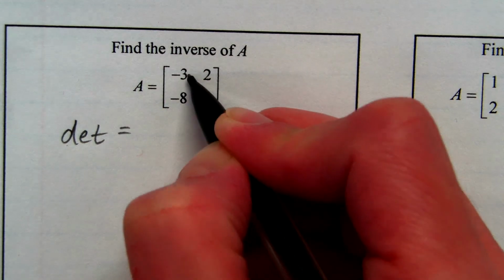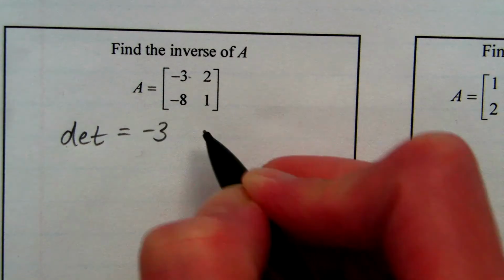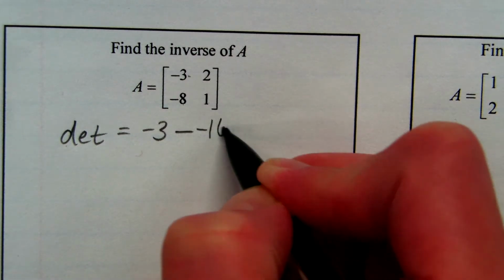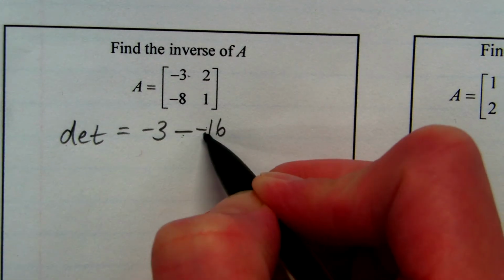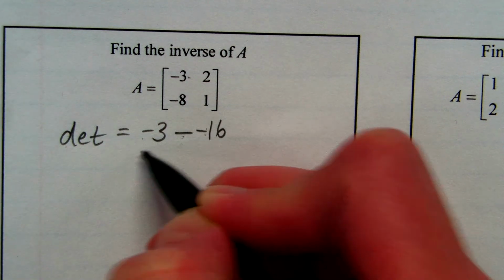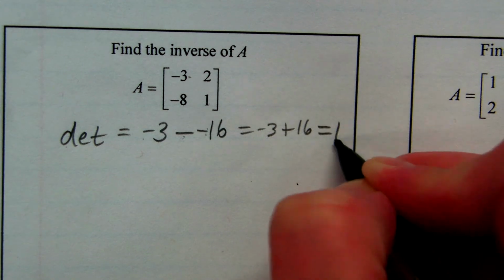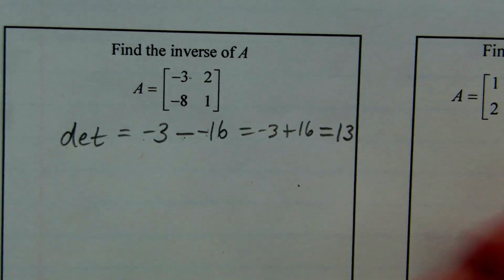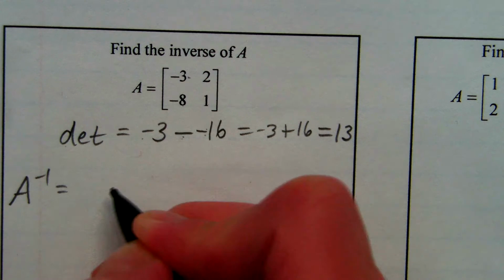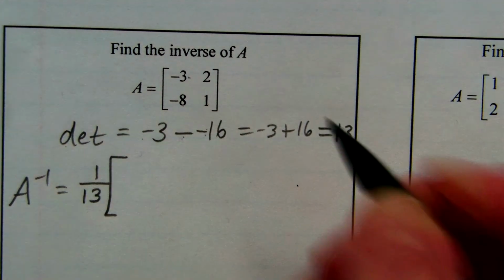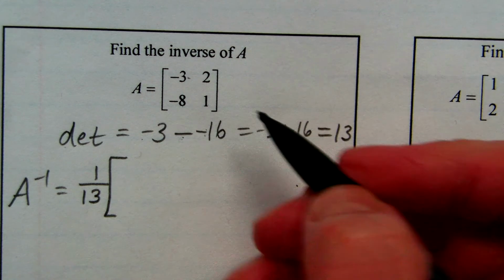So we take -3 times 1, which is -3, and then subtract -8 times 2, which is -16. We have a double negative there, cancels and makes it positive, so it's actually -3 plus 16, which would be 13. So when we go to do the inverse of A, we're going to have 1/13, and then we'll switch things around inside the matrix.